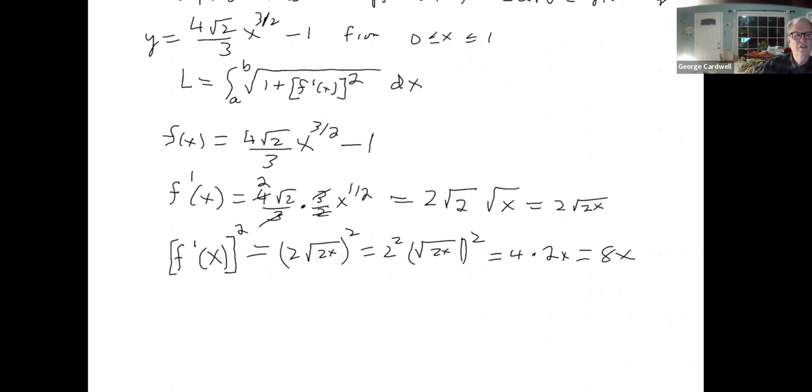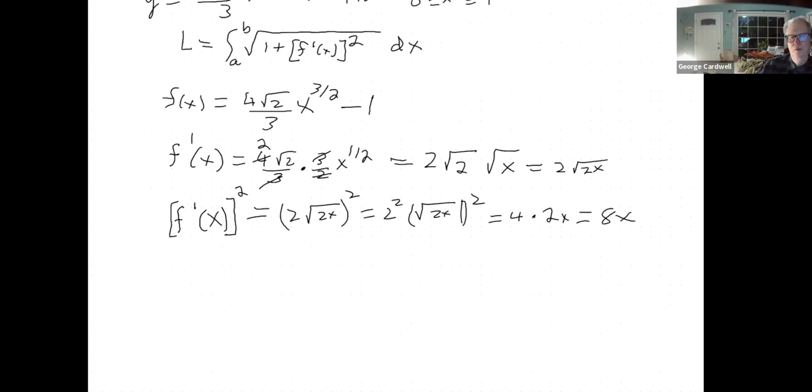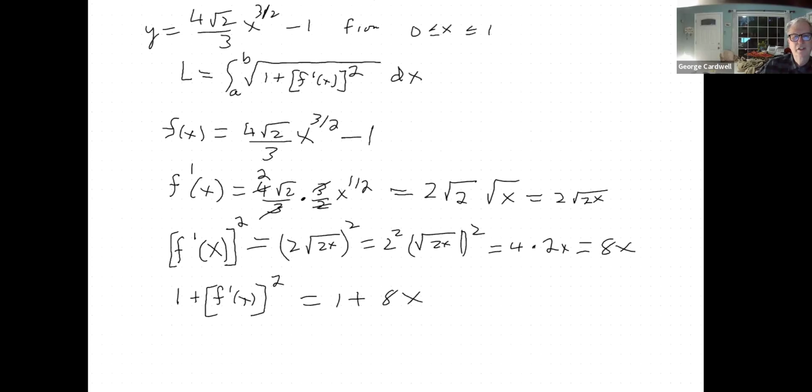And what's the next thing the formula says to do? Once I got f prime x squared, it just says add 1 to it. So now 1 plus f prime x squared equals 1 plus 8x. Then the formula says we're going to put that under a square root and integrate it from a to b. And in this case, a to b was 0, 1.